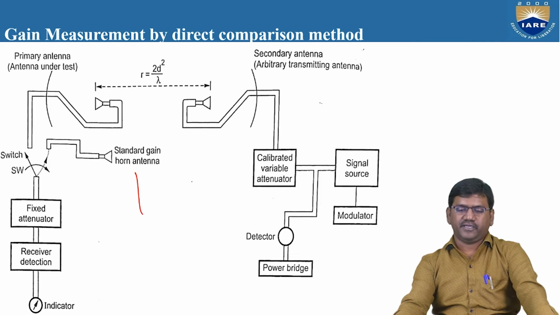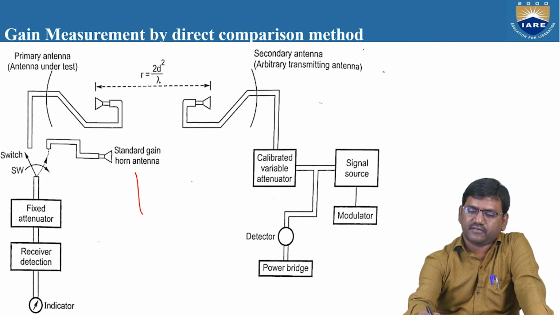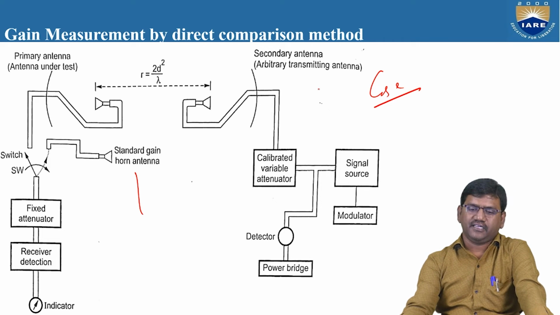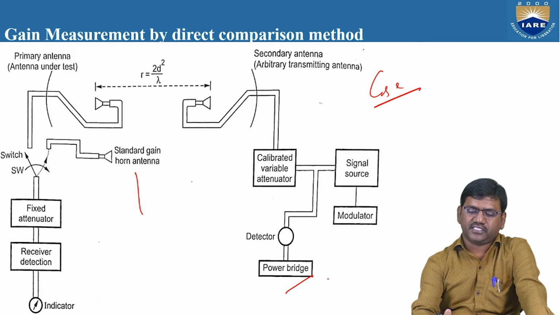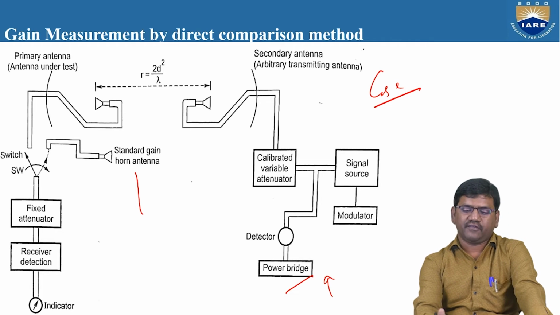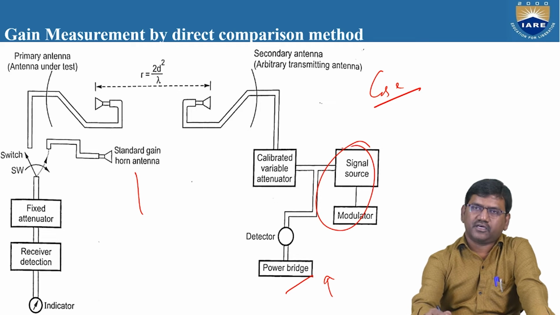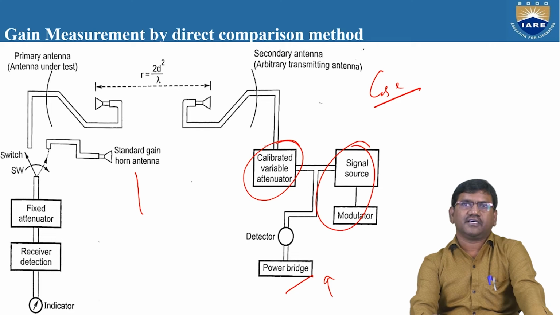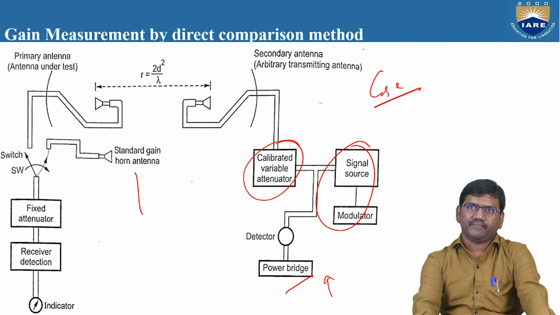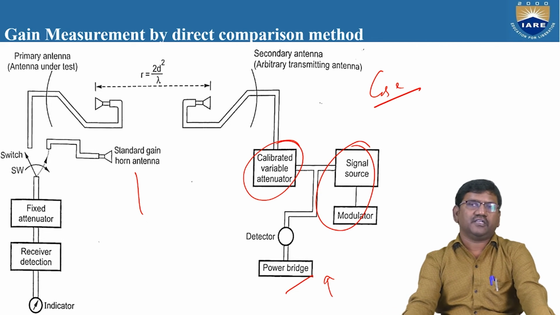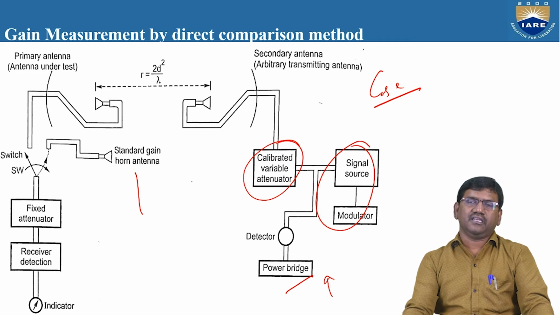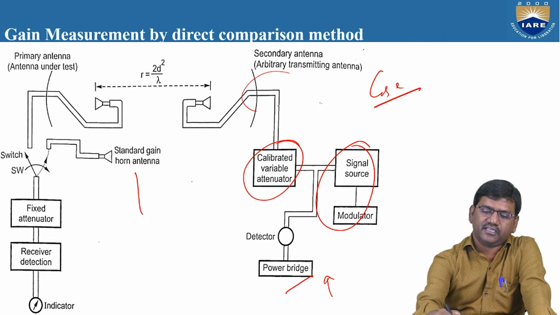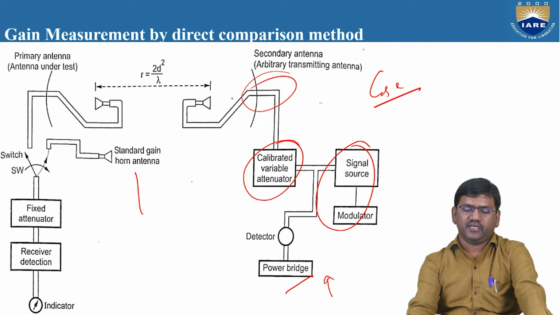Now let us start our experiment. In the first case, the transmitting antenna is sending the signal, and there is a power bridge here. This is given as the input power, the input signal. The signal is being modulated here, and how much signal has to be given is controlled by the variable attenuator, which will attenuate the signal and reduce its strength. Whatever input signal is given is passed to the transmitting antenna by means of a cable.